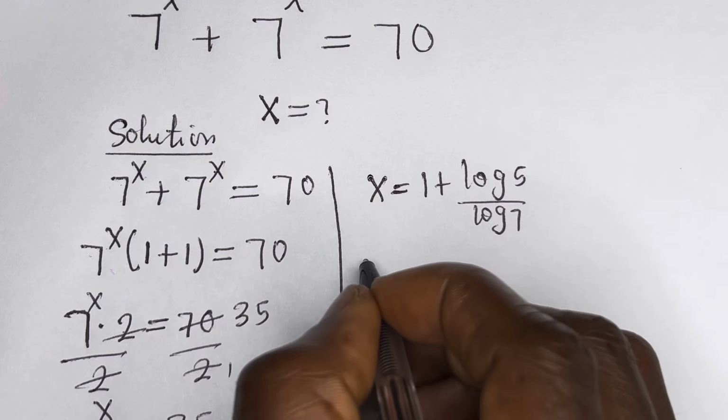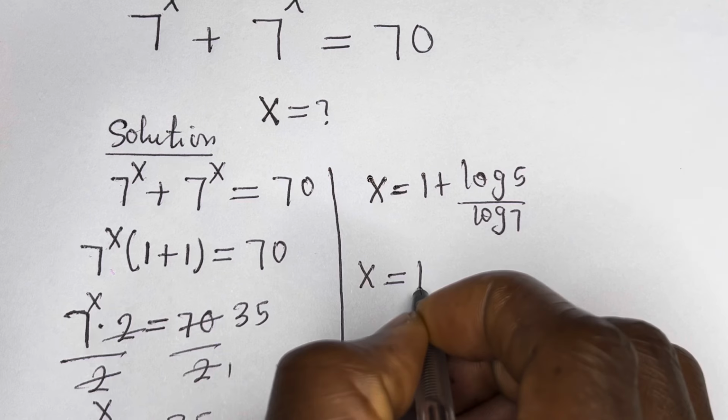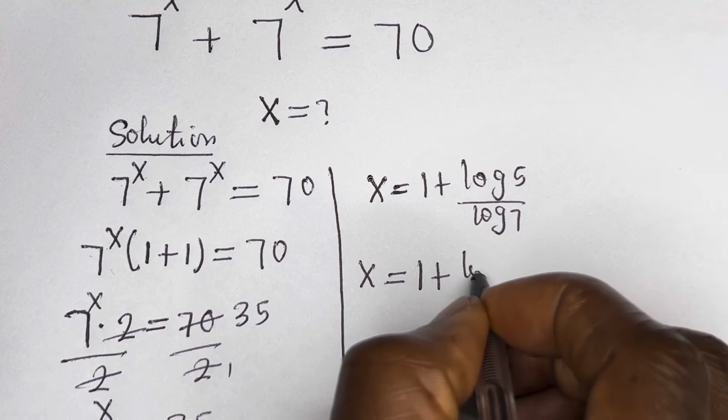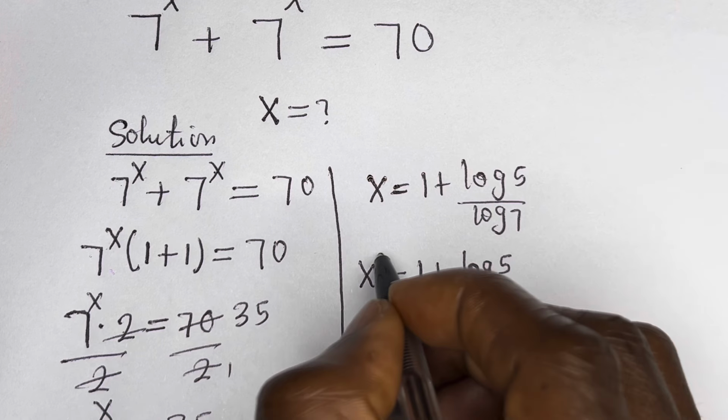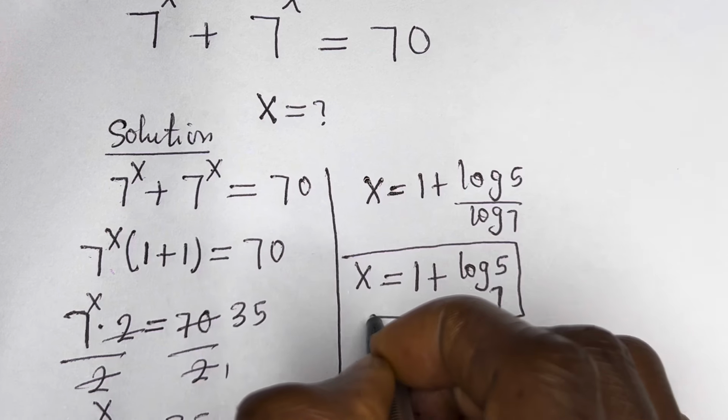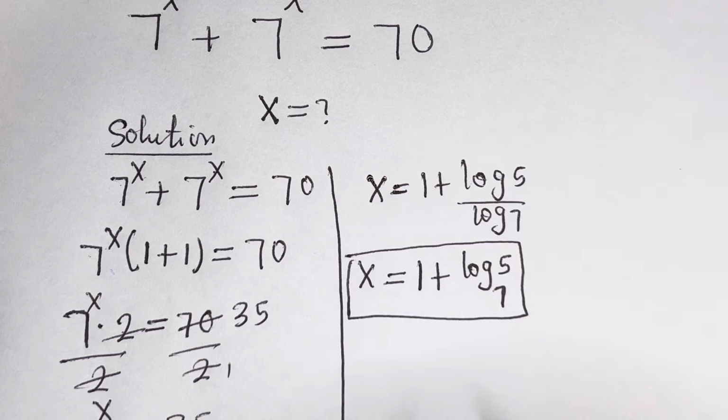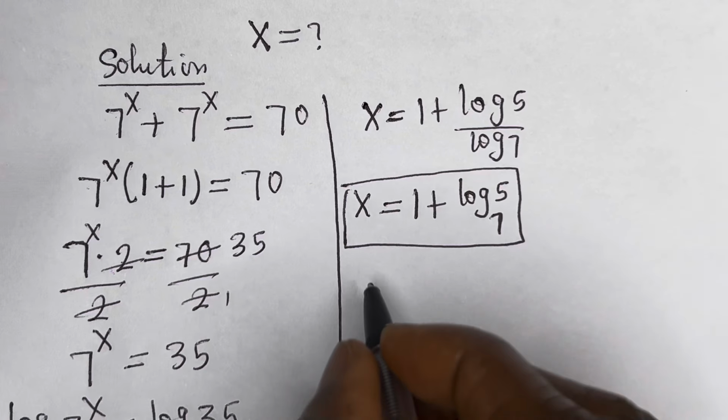And this can be written as s is equal to 1 plus log 5 base 7. This is the final answer. We may check to confirm if this answer is right or wrong. Let's check.